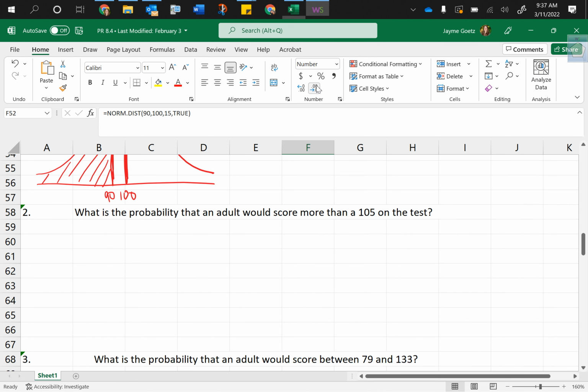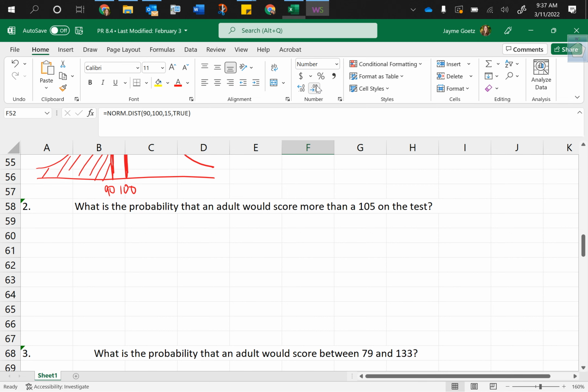What is the probability that an adult would score more than 105 on the test? So we're using the same information. It's still based on that standard normal curve with my mean of 100. And it wants to know what is the probability that an adult would score more than 105. So 105 is going to be more than my mean, so this is going to be 105. And if they say score more than, would I shade to the right or to the left of that? To the right.